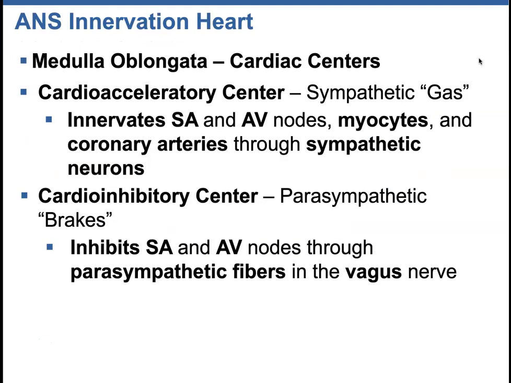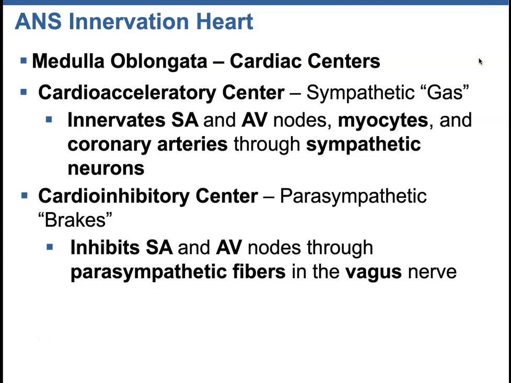The medulla oblongata, again, is where your cardiac center is located, along with the vasomotor center that controls your blood pressure and your respiratory centers. So the cardiovascular center, remember, is your sympathetic gas, and it innervates directly the SA node, the AV node, and then the myocytes of your ventricles and the atria, and also the coronary arteries, which are very important, obviously, to get the blood supply that you need for the heart. The cardioinhibitory center, that's your vagus nerve. It's your parasympathetic. It's the brakes.